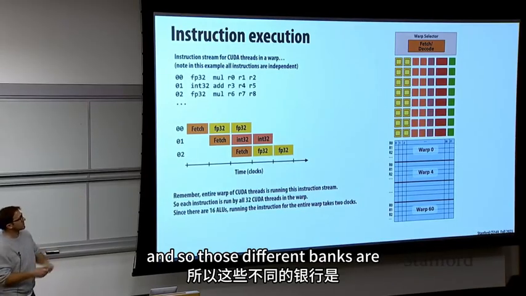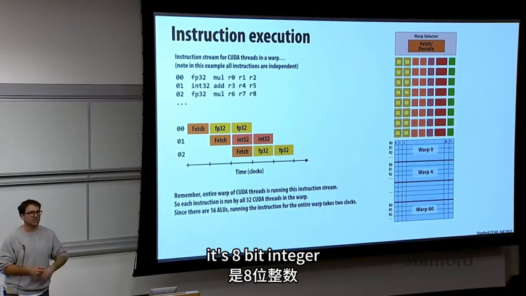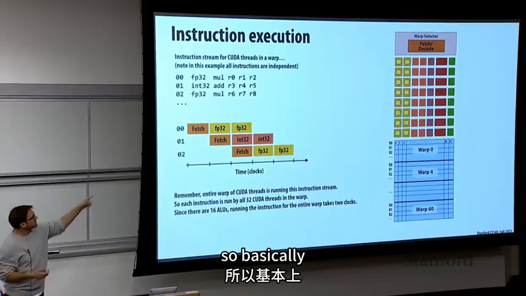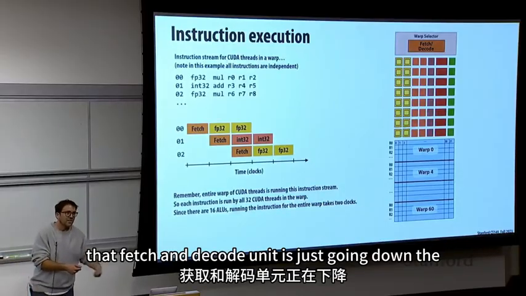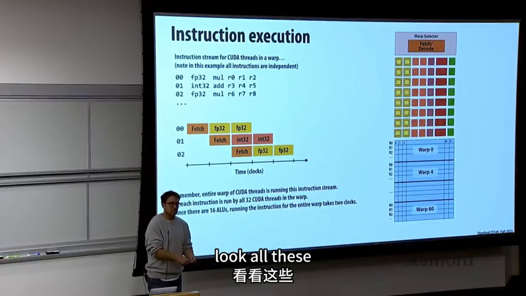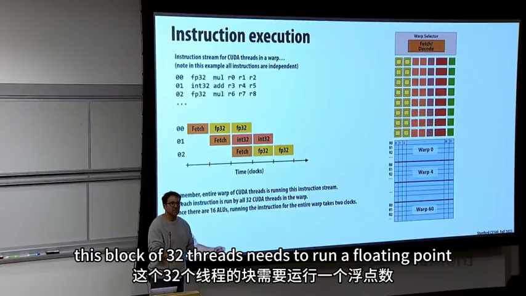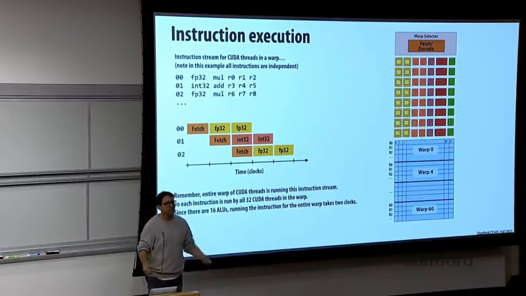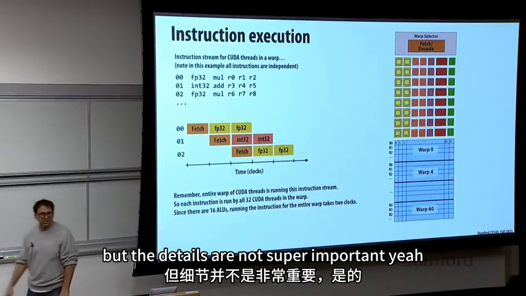And so those different banks are floating point ALU, 8-bit integer, 32-bit integer, load store, transcendental math. So basically that fetch and decode unit is just going down the program, the CUDA program, and going, look, this block of 32 threads needs to run a floating point. Okay, this block of 32 threads needs to run integer. Okay, yeah. So that's just how it works. But the details are not super important.